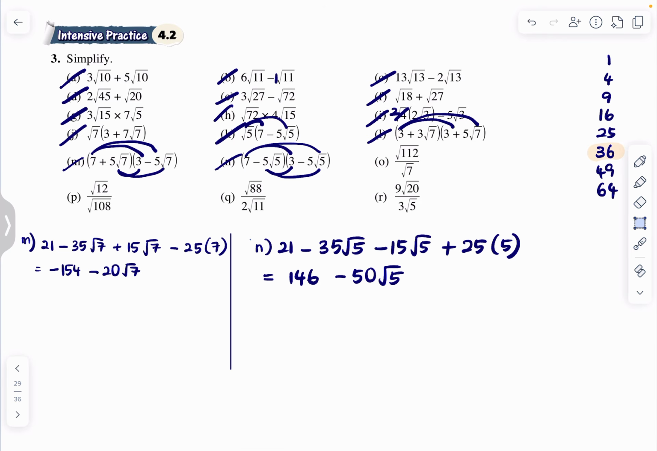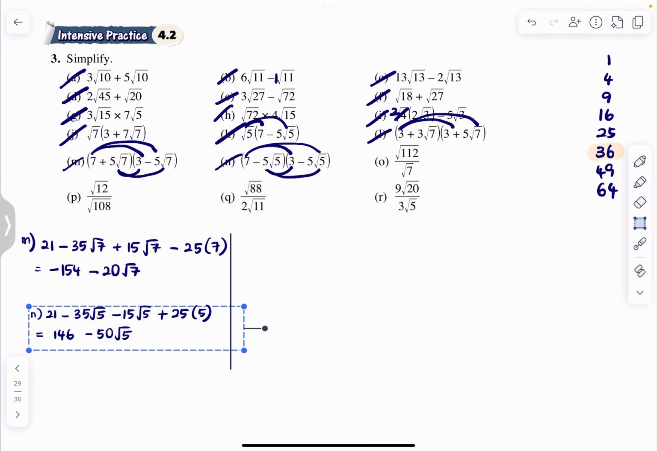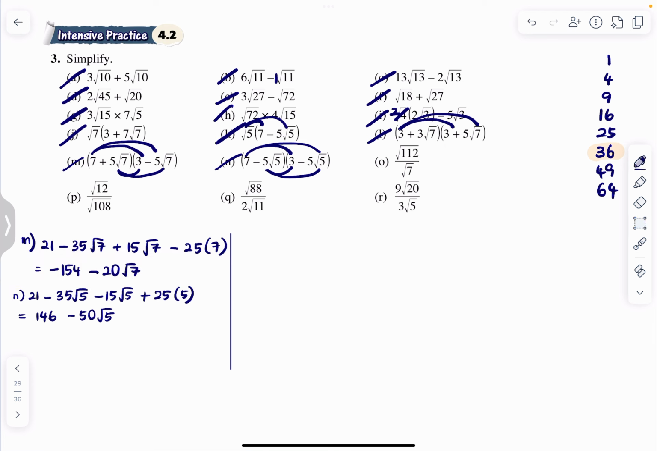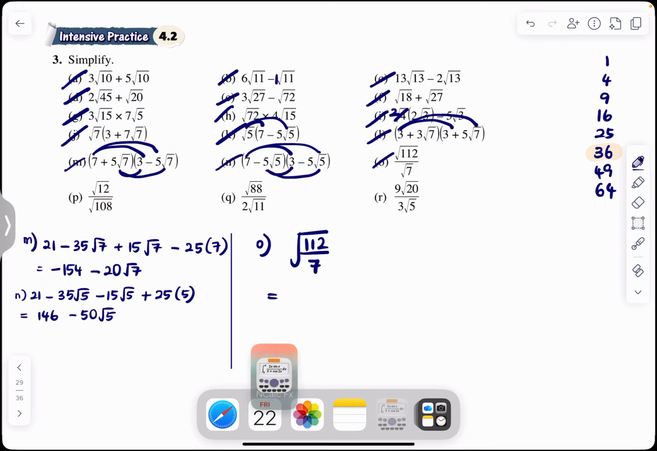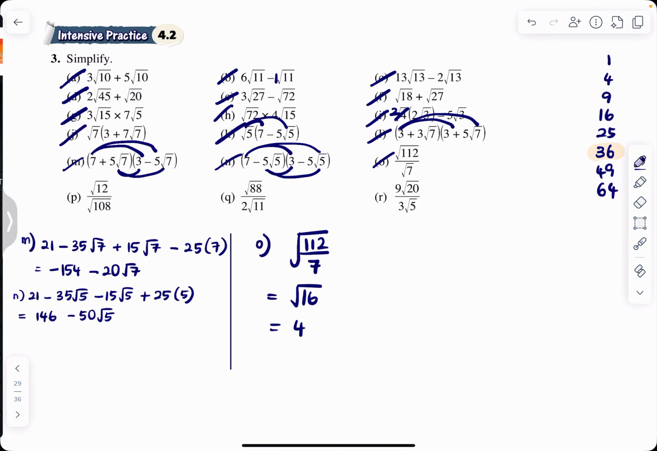Okay, let's make some space for O. Alamak. M, N. Maybe I put N here. Okay, let's do O here. O is surd 112 over surd 7. Alright, so this one, the whole thing we can do over the same set. So 112 over 7 is 16. So surd 16 is 4. That was quite easy.